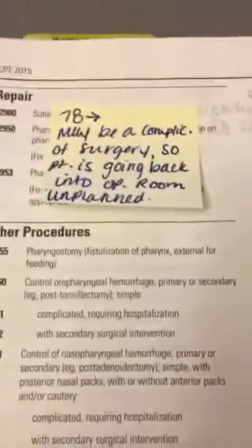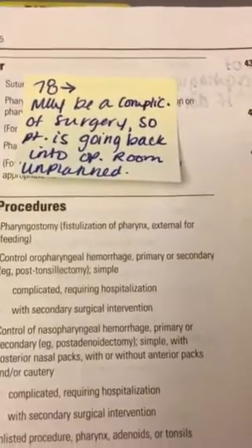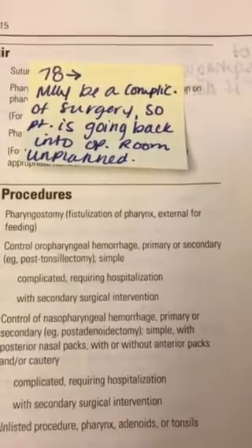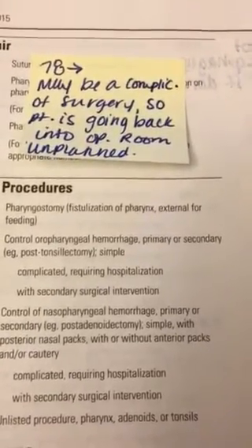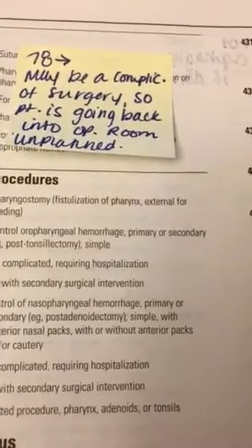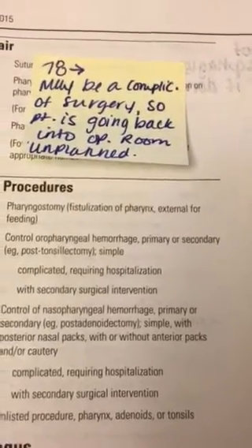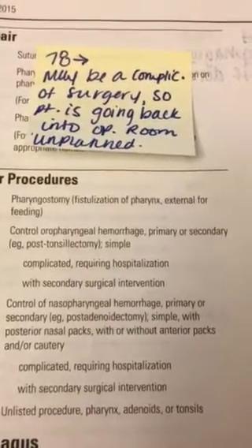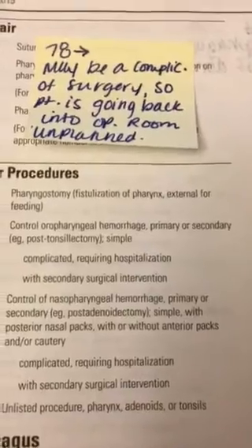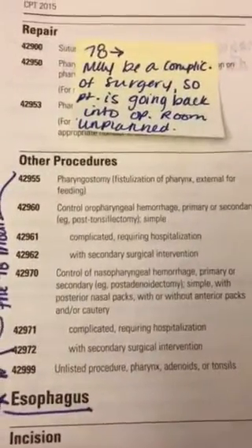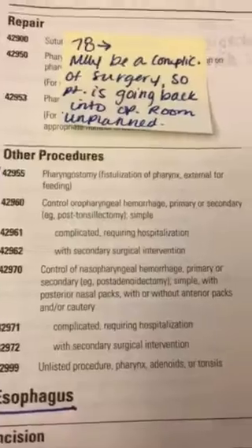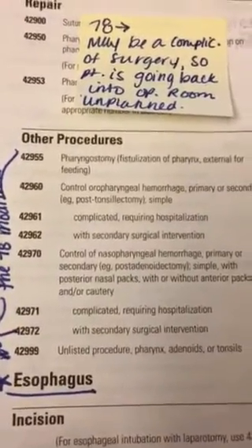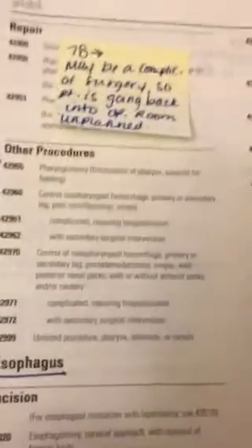And so what that 78 modifier is, there may be a complication of surgery. So what's going to happen is the patient's going to go back into the operating room unplanned. So if they came out and realized that there was a complication of bleeding, something didn't get cauterized the way that it was supposed to be, then they had to go back in to the operating room and cauterize that vessel to stop bleeding. Then we would use a 78 modifier on there to show that there was a complication of the surgery and that they were presented to the operating room, although it was unplanned at the time.